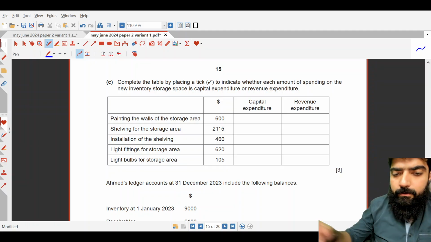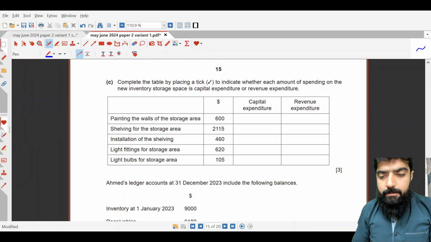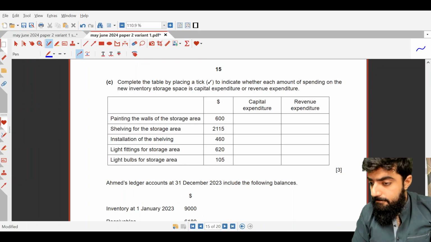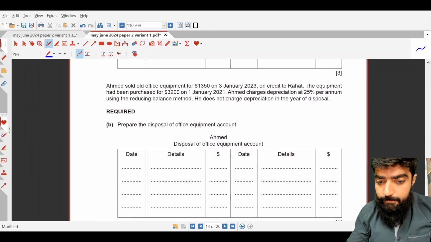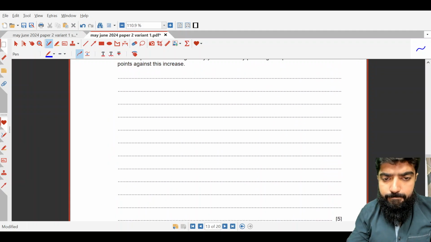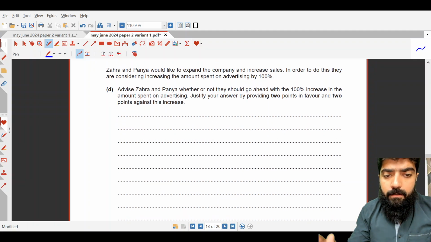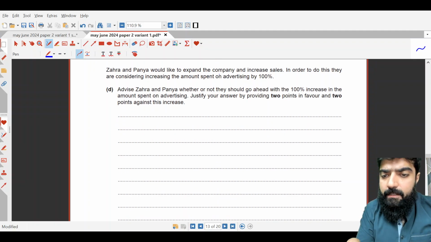Yeah. Okay, now there is another question, and it's a very simple question in which you wanted to do the theory bit. I think there's a theory bit left also. The second one that we were doing. Okay, this one. Okay, now Zara could expand the company and increase.